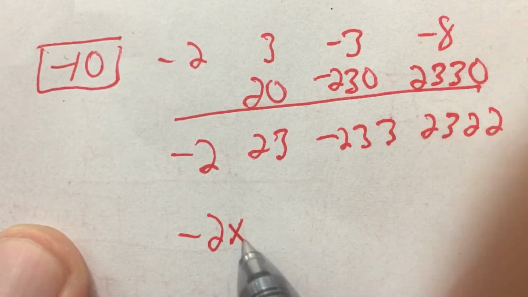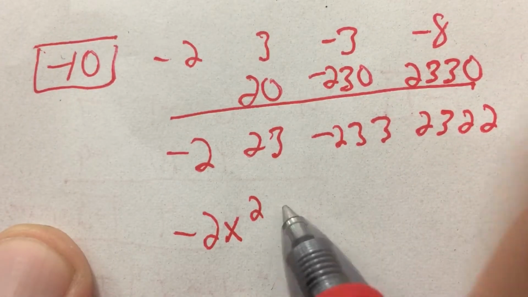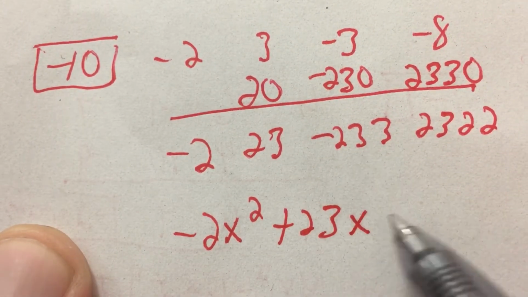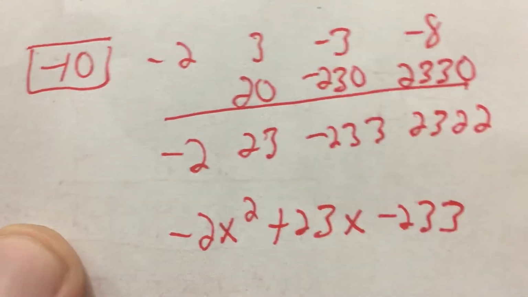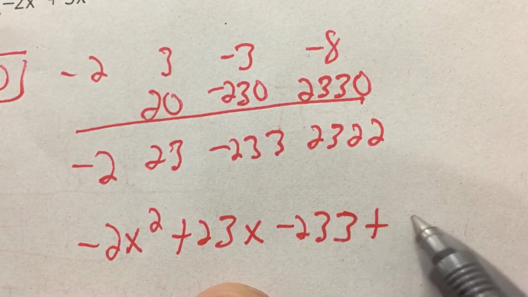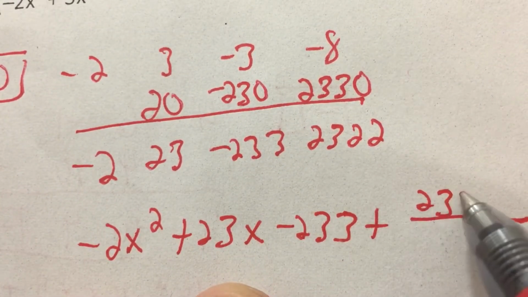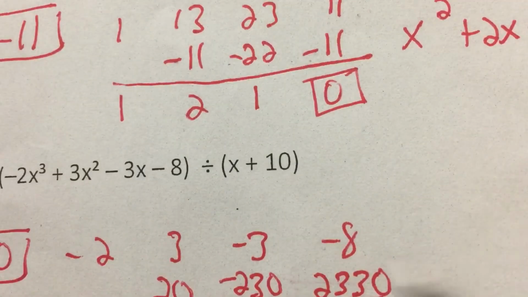So we get negative 2x to the second power plus 23x minus 233, and then an additional fraction that has the remainder, 2,322 at the top, and the divisor, x plus 10 at the bottom.